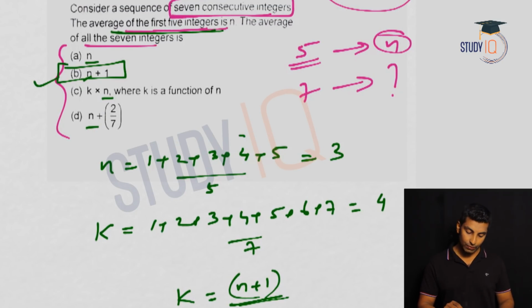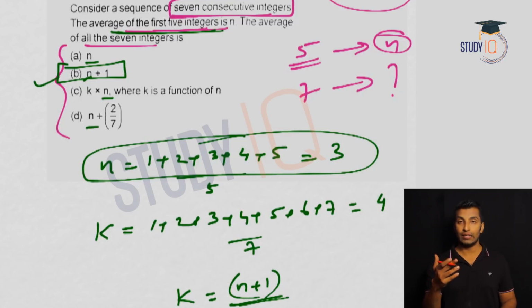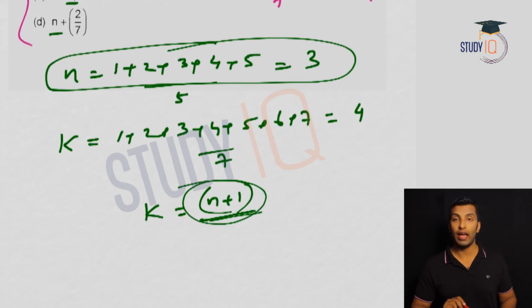Very simple. Just assume that the 7 consecutive integers start from 1. Then the first 5 average is given as n, so we will take it as 3. And the answer options are given in the format of n, so find it for 7 and then convert it into the format given in the question. So you'll get n plus 1.